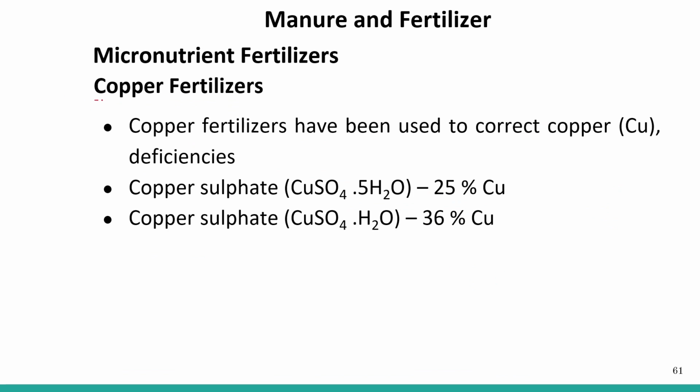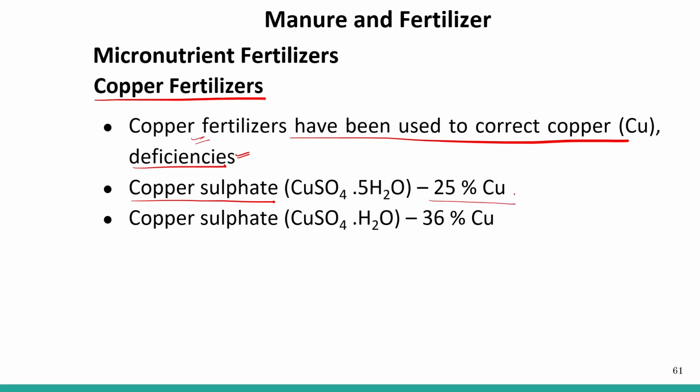Next example is the copper fertilizer. Copper fertilizer has been used to correct copper deficiencies. Sometimes there are deficiencies present in the plant that are due to copper. So we apply copper sulfate, CuSO4·5H2O, that contains 25% of copper, and we can also supply this copper sulfate in the form of CuSO4·H2O, in which 36% of copper is present.